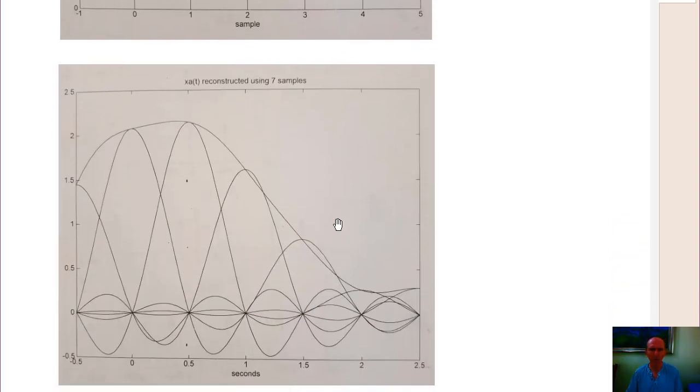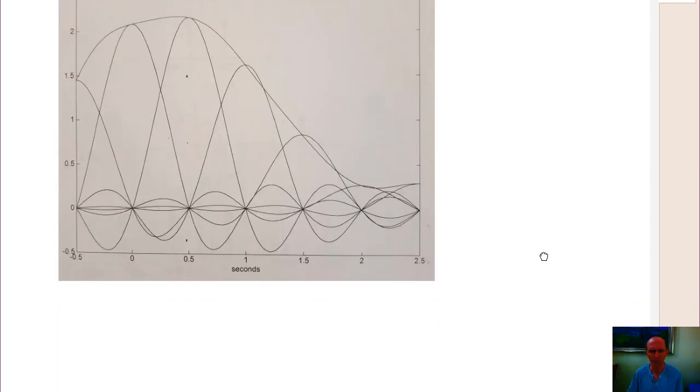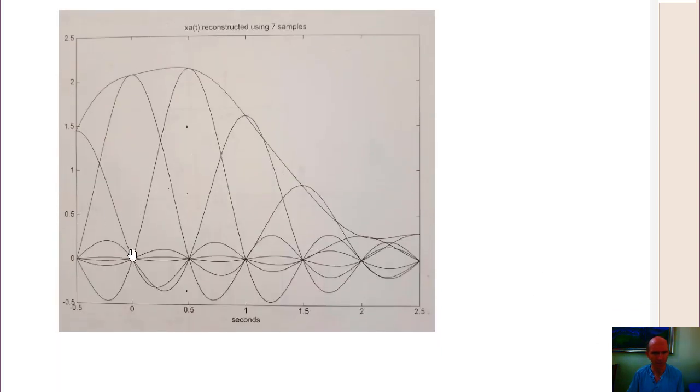It would look something like this. Notice this will be sort of like what I tried to draw up above. We have a bunch of sinc functions, right? Here we have a sinc function that has a peak at 0. And notice that all the sinc functions are 0 except that one. Here at 0.5, all the sinc functions are 0 except the sinc function that has a peak.